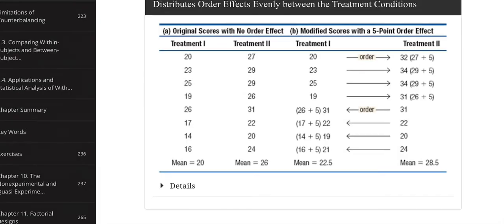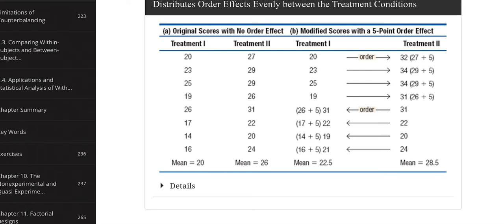So if that is completely confusing you, let's look at this table and hopefully this will help. In the first two columns, this is A, the original scores with no treatment, no order effect. So you can see there is a difference between treatment 1 and treatment 2. The means are 20 and 26, so there's a 6 point difference between the two treatments.